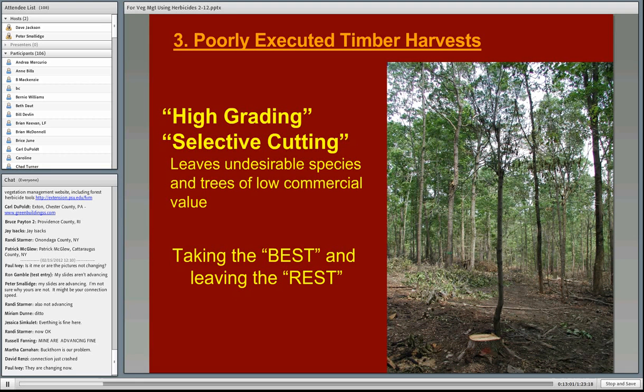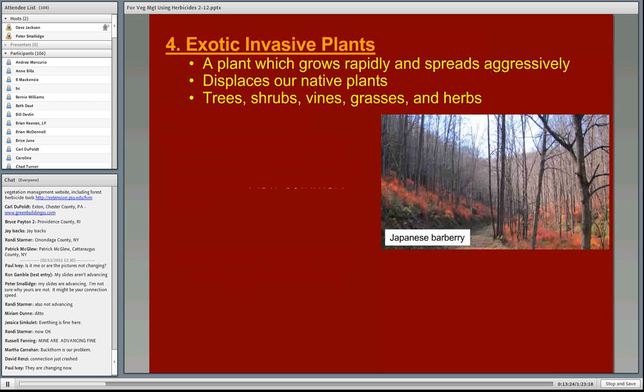That's certainly going to interfere with maybe something that might be more desirable to grow in that place. So high grading, oftentimes we call it selective cutting, leaves undesirable species and trees of low commercial value. Those trees are now considered competition, and they're going to compete with maybe something more desirable that might be able to otherwise utilize that growing spot.